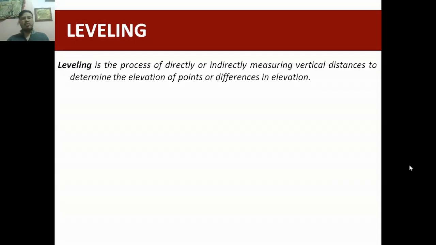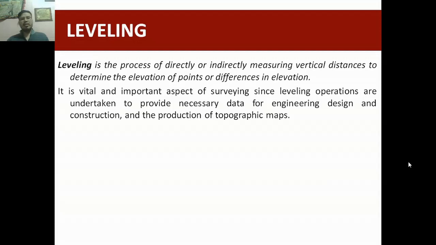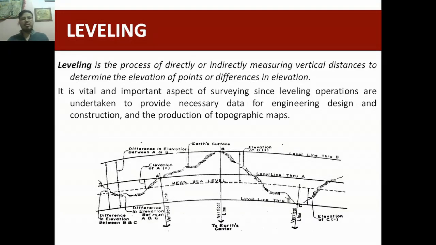Leveling is the process of directly or indirectly measuring vertical distances to determine the elevation of points or differences in elevation. So, leveling is a vital and very important aspect of surveying because leveling operations are undertaken to provide necessary data for engineering design and construction and the production of topographic maps. Here is a simple illustration of leveling.